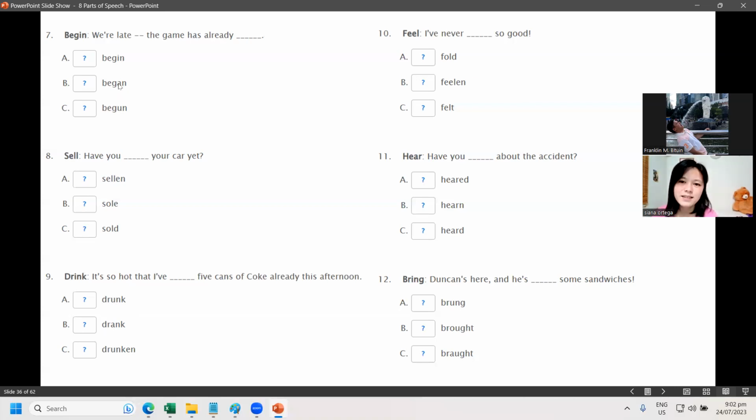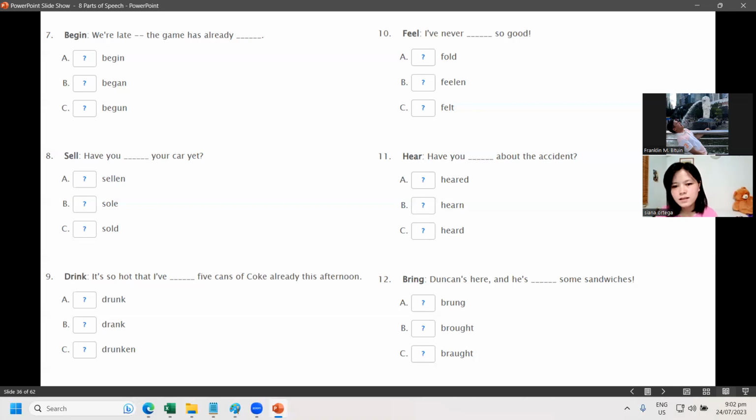It's the same here. "Began": A is past tense, U is past participle. So don't forget that. Number 9 should be A, "drunk." Okay. Number 10. I've never felt so good. Felt. Letter C. That's correct.